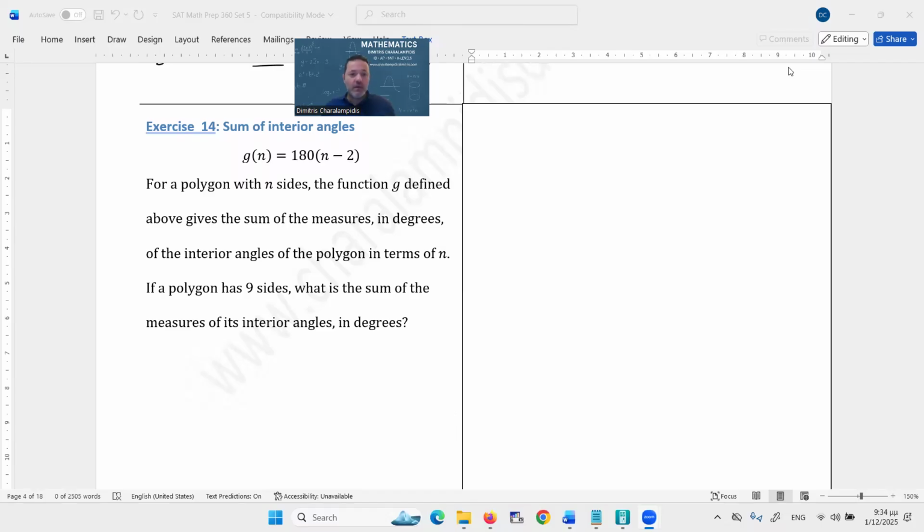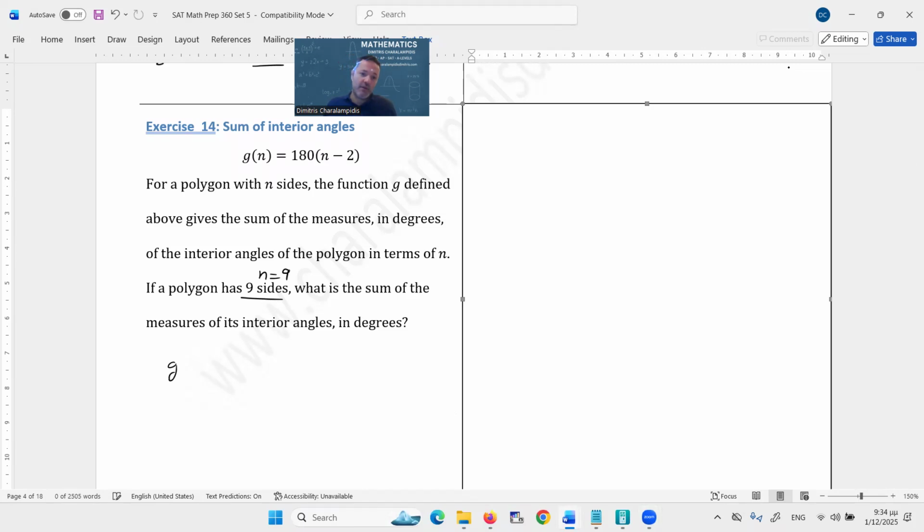Exercise 14. For a polygon with n sides, the function g, 180 times n minus 2, gives the sum of the measures in degrees of the interior angles of that polygon in terms of n. If a polygon has 9 sides, so this means that n is 9, what would the sum of the measures of its interior angles be?